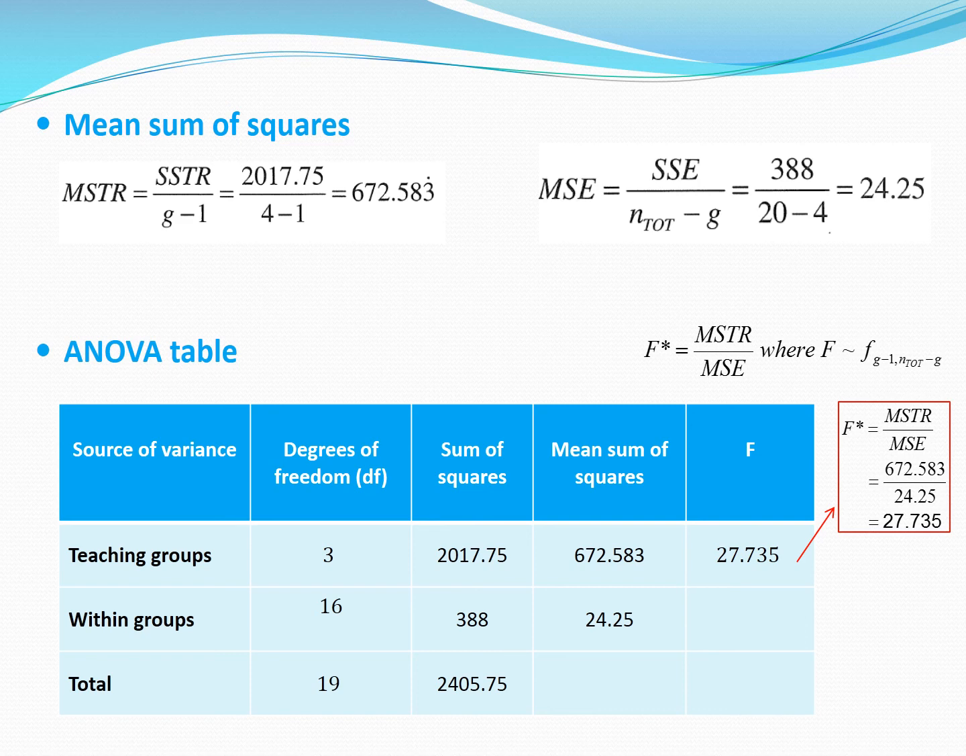And then the last value that you need in your ANOVA table is your F statistic, and you will simply take your mean treatment sum of squares and you divide that by your mean error sum of squares, and your F statistic will then be 27.735, and then you can summarize all these measures in your ANOVA table.